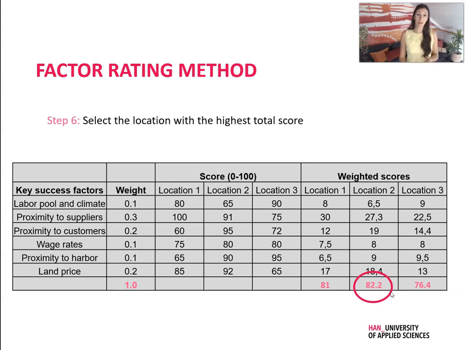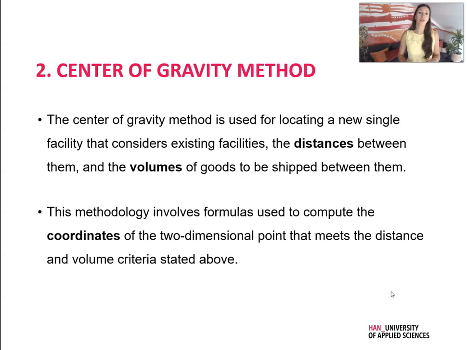There is another method that is popularly used, and that is called the center of gravity method. This is used for locating a new single facility that considers existing facilities. This seems tricky reading it like that, which means we don't yet have the location that we want for our distribution center, but we have some existing facilities that we want to consider, such as the location of our factory or where our customers and our suppliers are located.